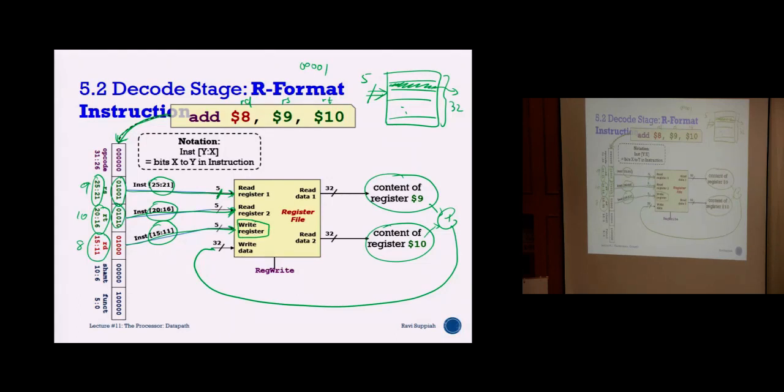And in this instruction, what should the value of my control signal be? 1 or 0? It should be 1, correct? Why? Because in this particular instruction, I need to perform a write back to a register. So the register write bit should be 1.